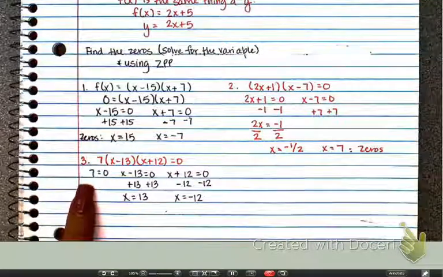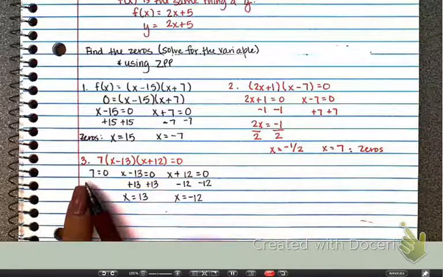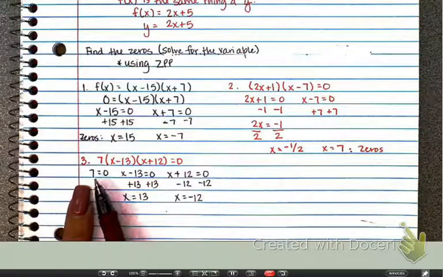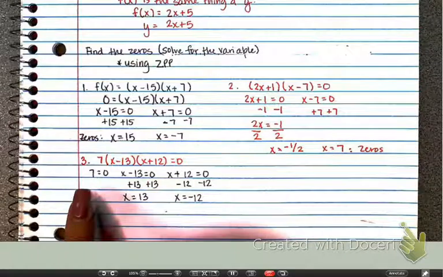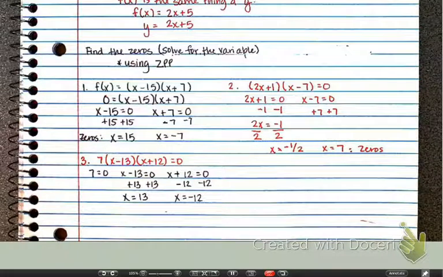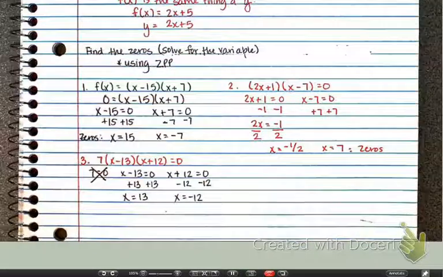But here, there's nothing to solve for. Does the statement 7 equals 0 equals 0, is that statement true? That's what I'm trying to say. Is 7 equals 0 a true statement? Does 7 equal 0? Hopefully you're answering no, which means we can't even use that.